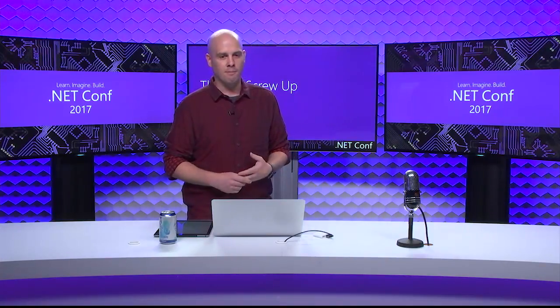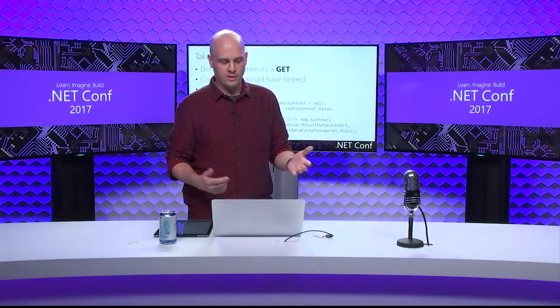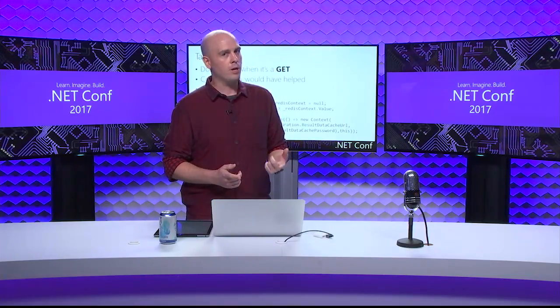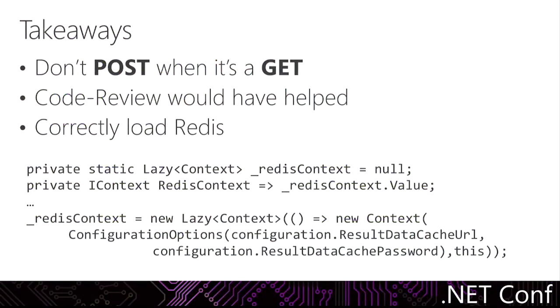Easy to fix, and the takeaway is: don't post when it's a get. There literally was no reason for us to be posting. Code reviews probably would have caught this because it was literally just a copy-paste bug. And there is a good practice with loading Redis connections, because people try to use them as multi-threaded, and that's really not the way Redis connections work. Load it correctly, and we probably wouldn't have had as many timeouts as we did. So, quick takeaways from this, trying to hurry up so we can get to the meat of how we use .NET today and what we're actually doing with .NET Core.